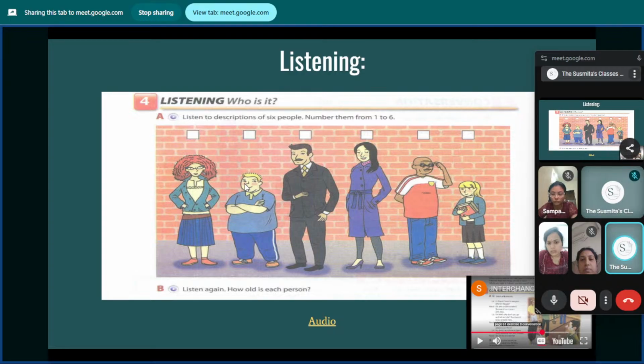Tell me the audio clip number and then tell me the age. Audio clip number is third. It's for the last picture. She has turned 10 recently. Okay, 10. And the fourth audio clip is for the second person.